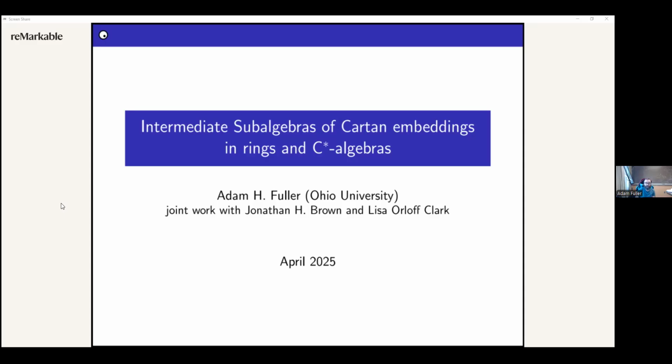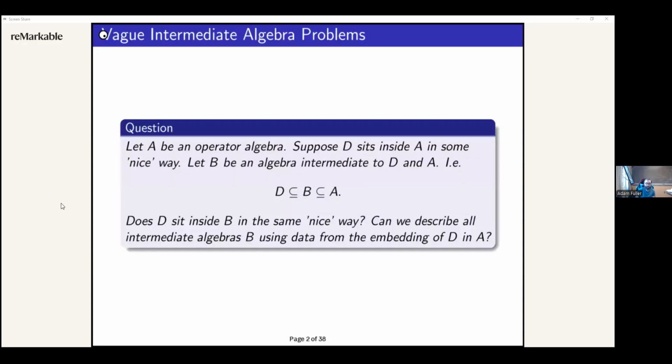Let me start with some of the big picture problem and some examples of this that I like and that have motivated me. The vague problem I've been interested in, in a lot of different settings, is if we have some operator or some algebra, I say operator or algebra here, but they won't all be operator algebras later. So just some algebra, and we have D inside A in some way. So it's some sort of inclusion. And we have something in the middle, B. Do we know anything about how D sits inside B? That's the motivating question here.